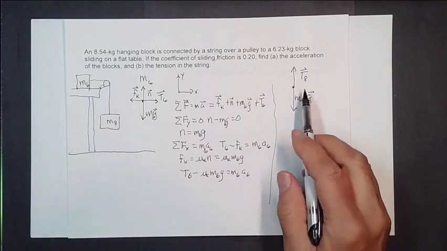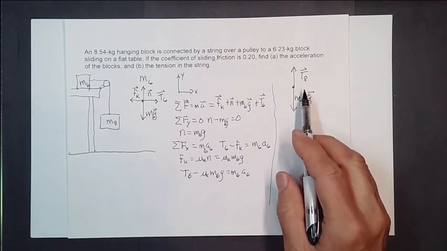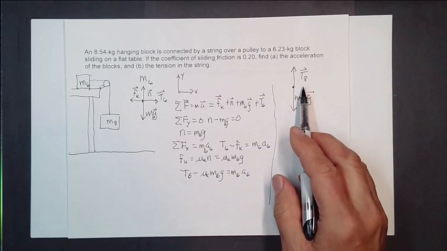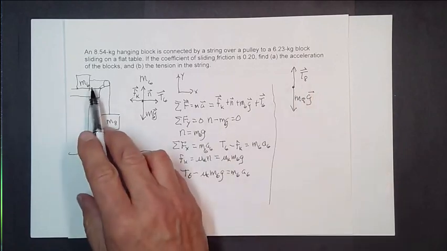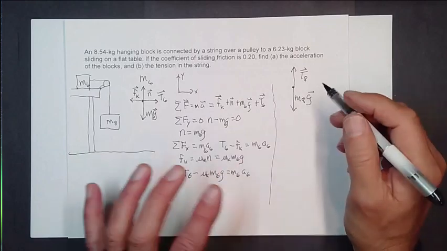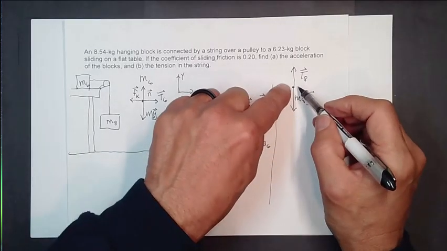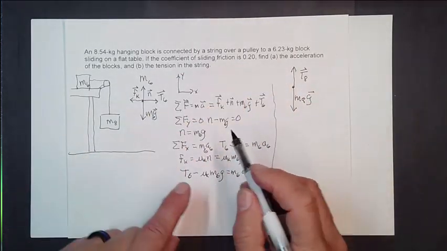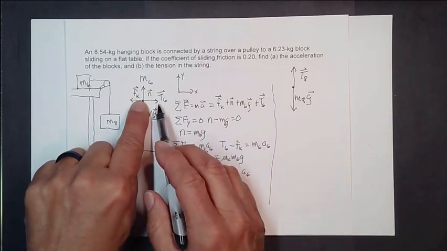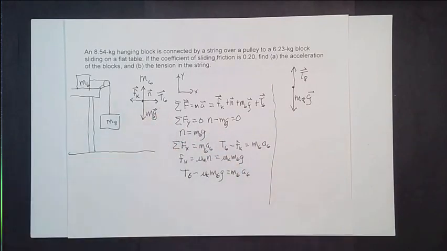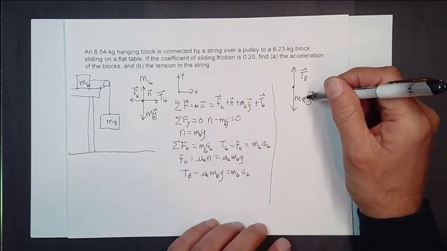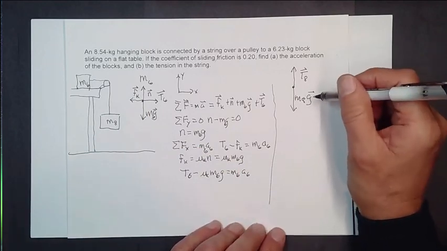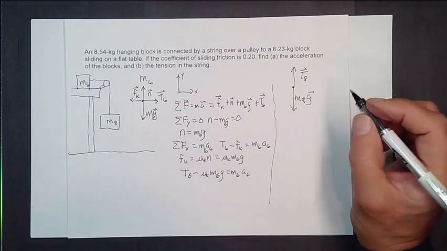Now, that particular tension will be the same in magnitude as that acting on the mass 6, but I differentiate between them because this one points in one direction and that one points in another direction. So as forces, they're acting at different places and in different directions. So be careful with that.